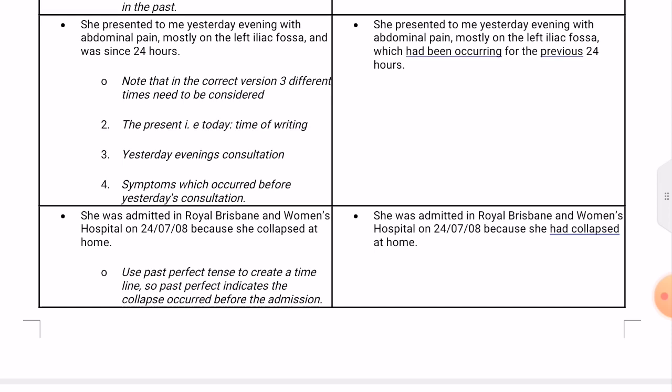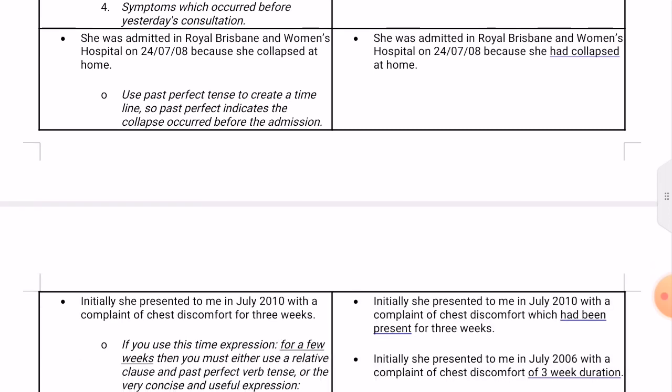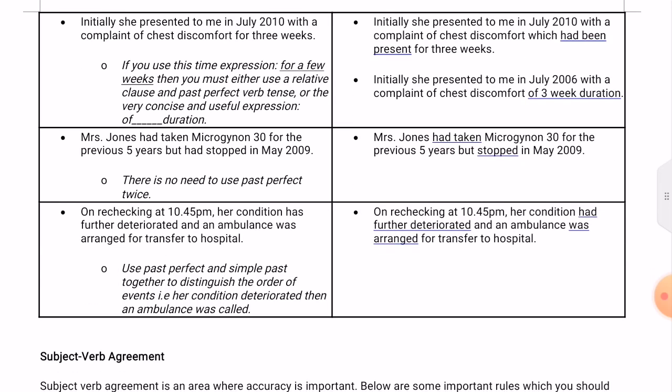Let's see why it is incorrect. Use past perfect tense to create a timeline. So past perfect indicates the collapse occurred before the admission. Now let's see the next one.